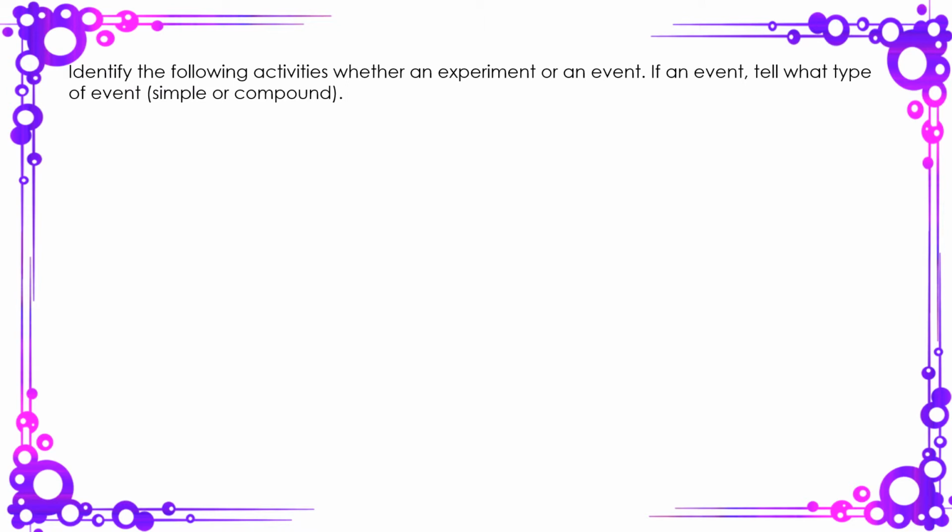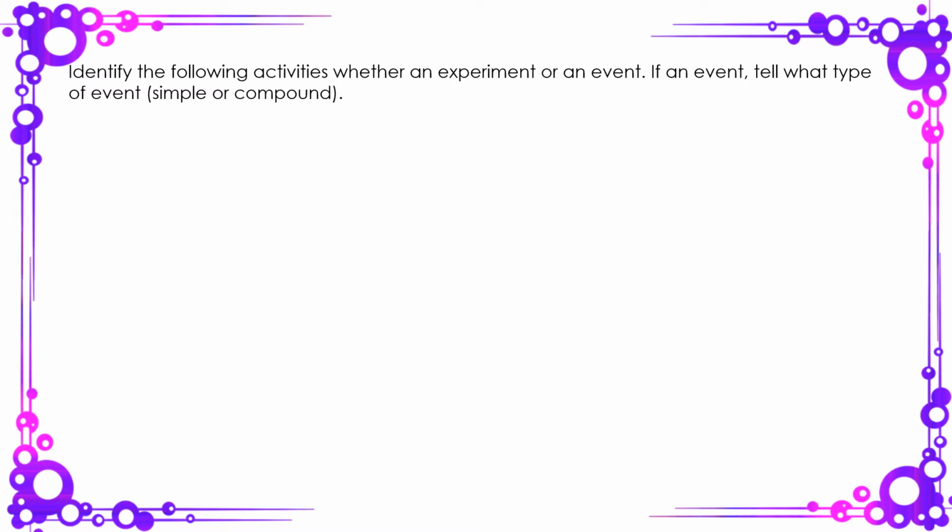Let us have a simple activity. So here are our directions. Identify the following activities, whether an experiment or an event. If an event, tell what type of event. It is simple or compound.